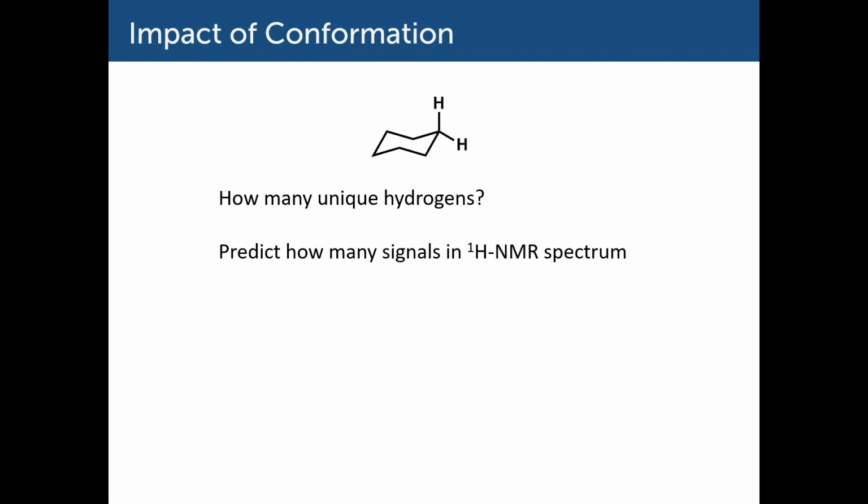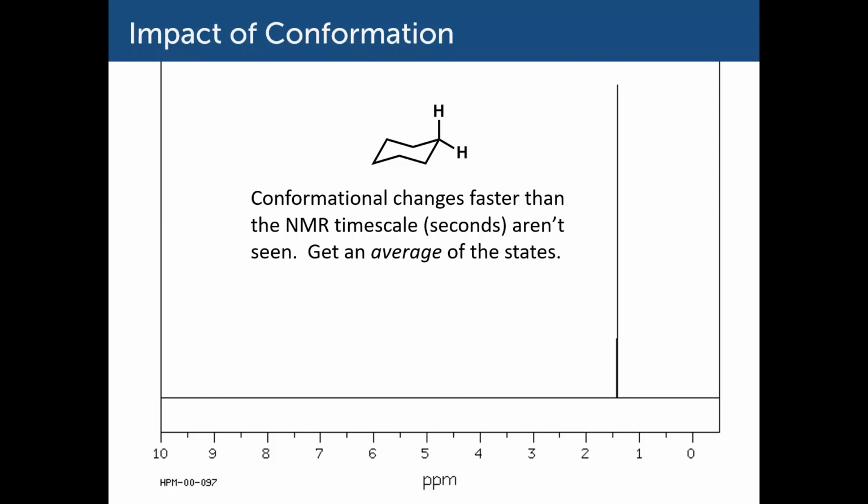Axial and equatorial are different environments in the sense that the hydrogens either point straight up or kind of out from the ring. So how do we decide this? Well, we look at data. We would actually acquire the NMR spectrum here, and we find just a single signal, which is surprising. So it turns out that conformational changes are way faster than an NMR can acquire information.